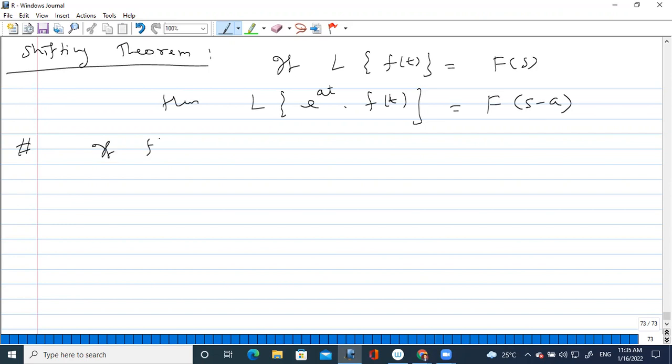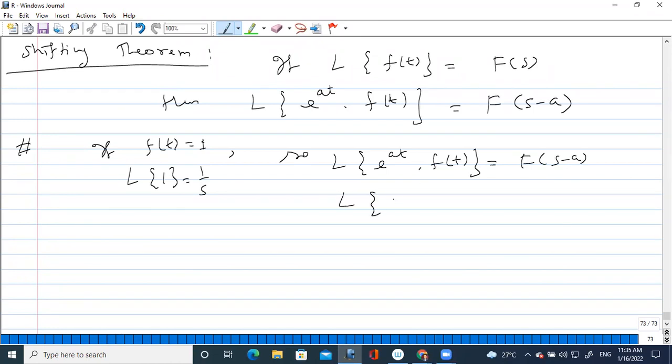If f of t is 1, okay, so Laplace of e to the power at into f of t is equal to, and we know the Laplace of 1 is 1 by s. So Laplace of e to the power at f of t will be F of s minus a.